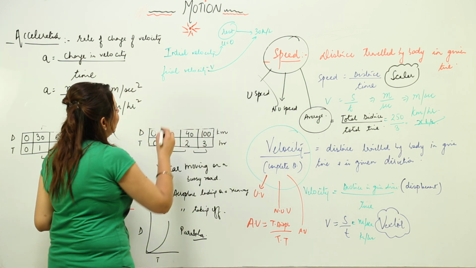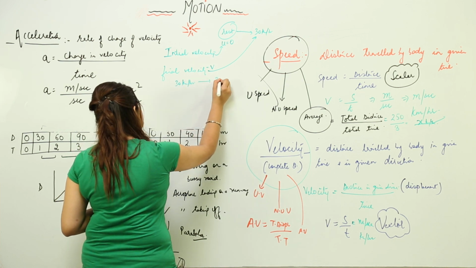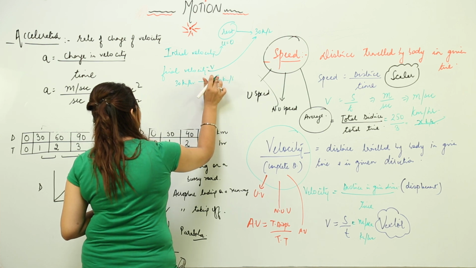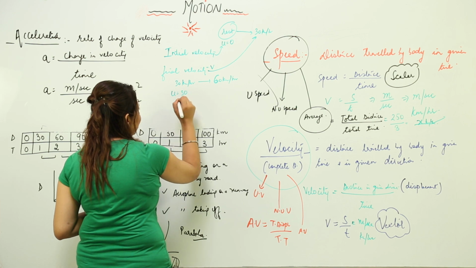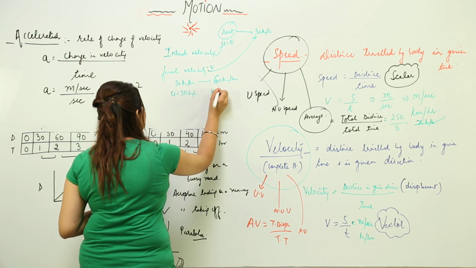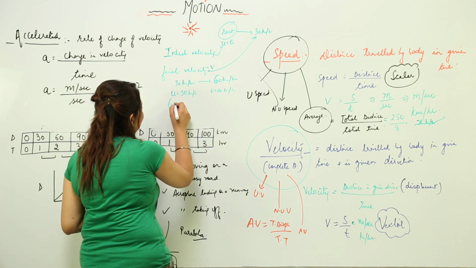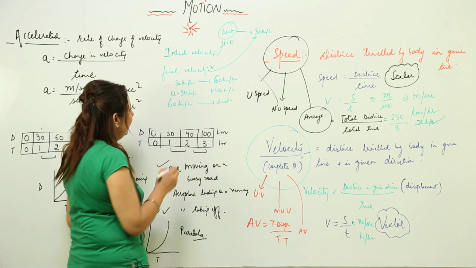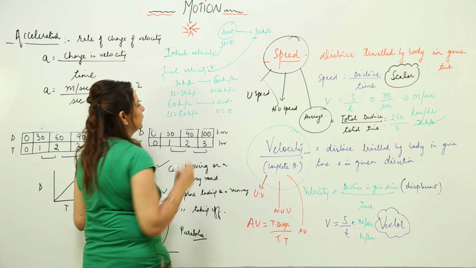Suppose I say a body is moving at 30 km per hour, it accelerates and its speed becomes, let us say, 60 km per hour. Then initial velocity u is 30 and v is 60. Likewise, if I say a body is moving at 60 km per hour and suddenly comes to rest, then initial velocity is 60 and final is 0.